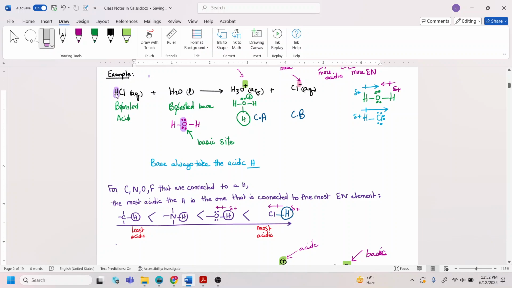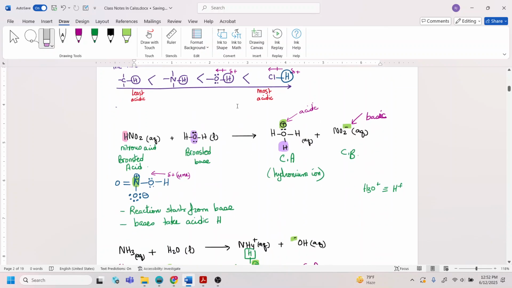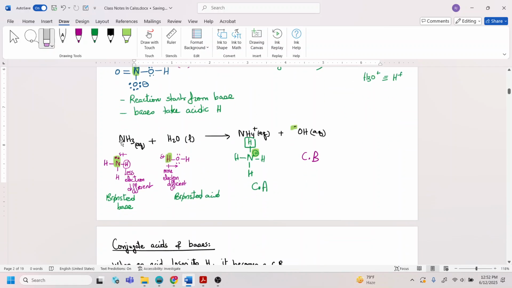This means that this one is a strong acid. Okay. This one, my solution is acidic. This means that the nitrous acid is a strong acid. Ammonia, my solution is going to be basic. So this means that ammonia is going to be a strong base.